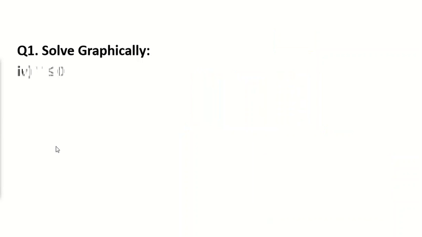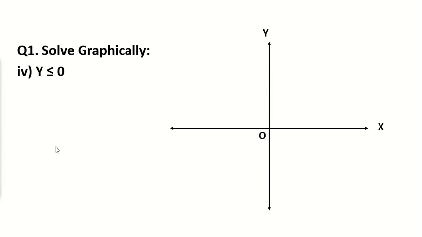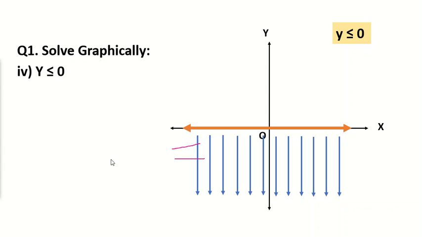Fourth problem: it is y less than or equal to 0 in this case. Draw the XOY plane. Draw the line y equal to 0. Now it is the collection of all points having y less than 0. It means I have to refer to the region below. This is the collection of all points having y less than 0, so it is below the x-axis.